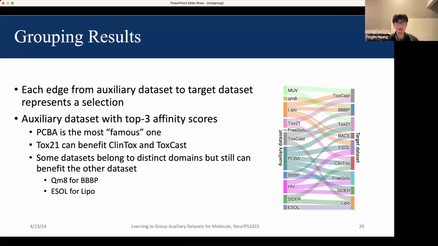Another finding is that data sets from different domains can still benefit other data sets. For example, QM9, which means quantum mechanics, can still benefit BBBP, which is related to bioactivity molecules. And also ESOL can benefit Lipo.